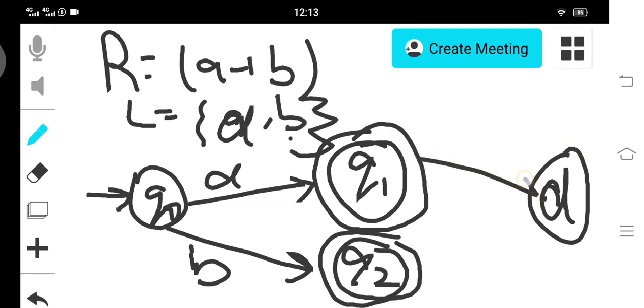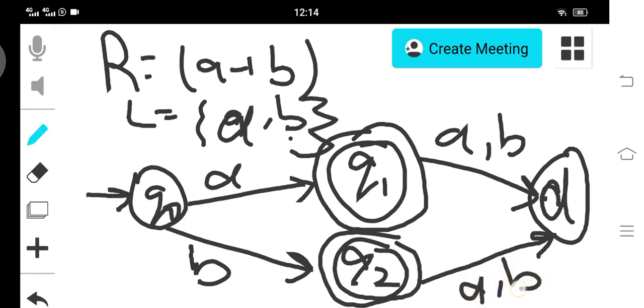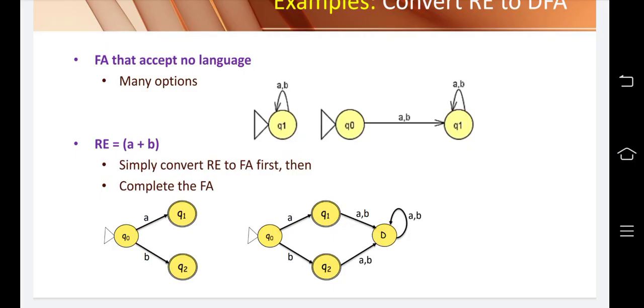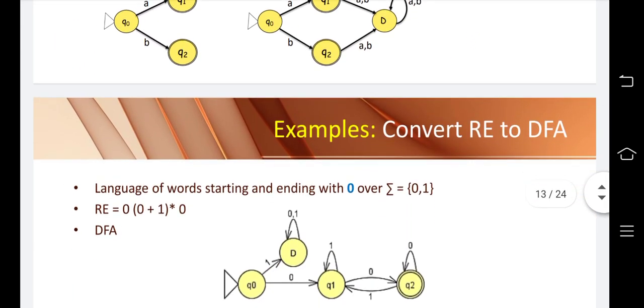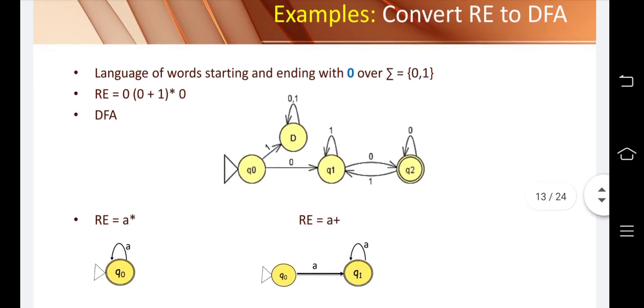If after that there is a combination of A comma B, it goes to a dead end. Also we need to create a transition for each alphabet on Q2. So for Q2 it also leads any combination of A comma B to a dead end. The dead end contains no transition out, so we create a loop of A comma B on it. So we completed the deterministic finite automata. This is the complete deterministic finite automata which we created in the previous slide.